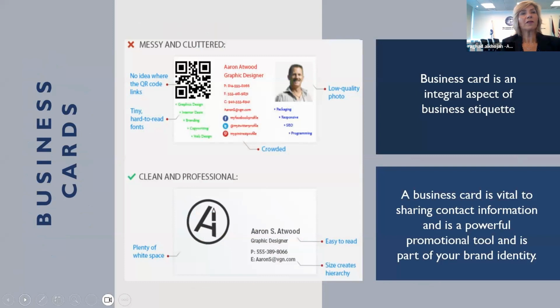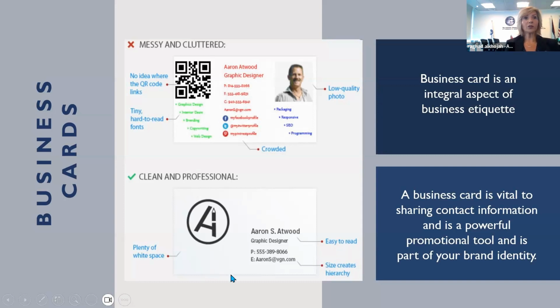So here we have an example of a messy and cluttered business card, and we have an example of a clean and professional business card. The business card is, of course, an integral aspect of business etiquette. People like to give cards, people like to receive cards. And it is a vital tool for sharing contact information. It's a very powerful promotional tool, and it's part of your brand identity.